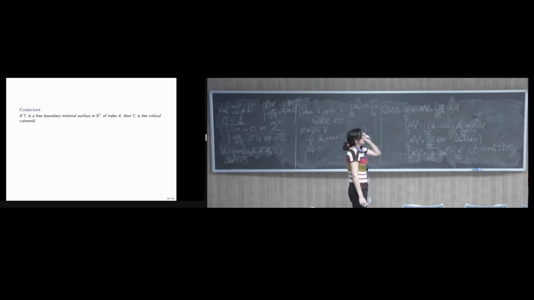This is the question. Okay, now you have here another open problem with this question. It's not my question, right? So suppose that sigma is a free boundary minimal surface in the ball, and the index is 4, then sigma is the critical catenoid. These are the questions. Okay, let's move on. Is there any question here?